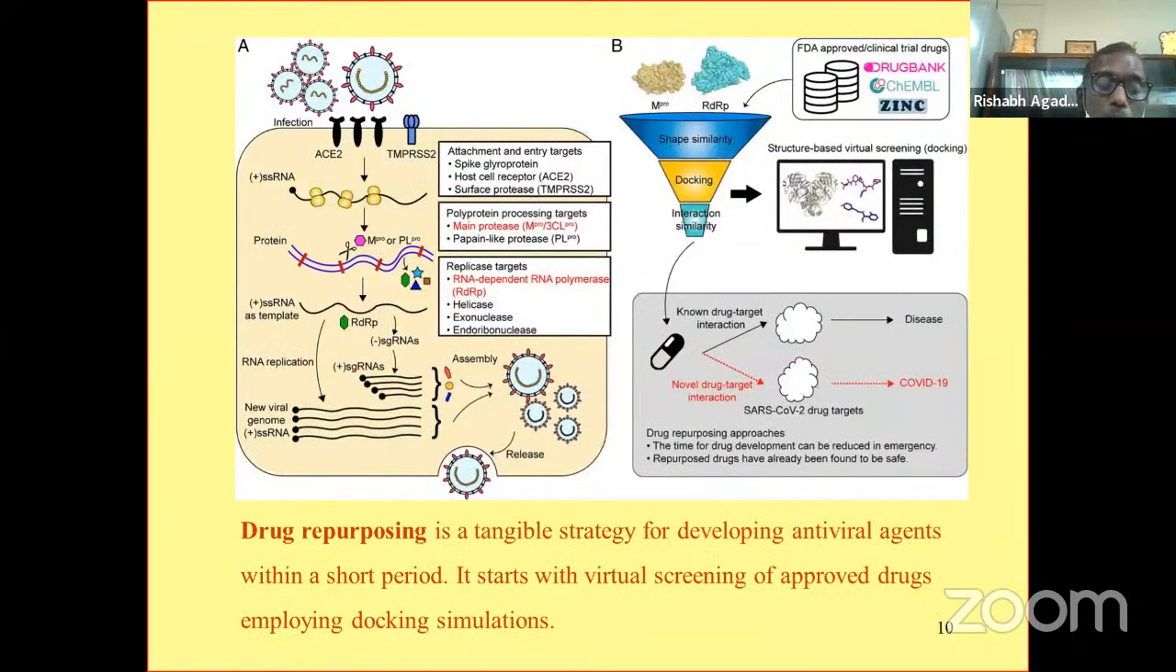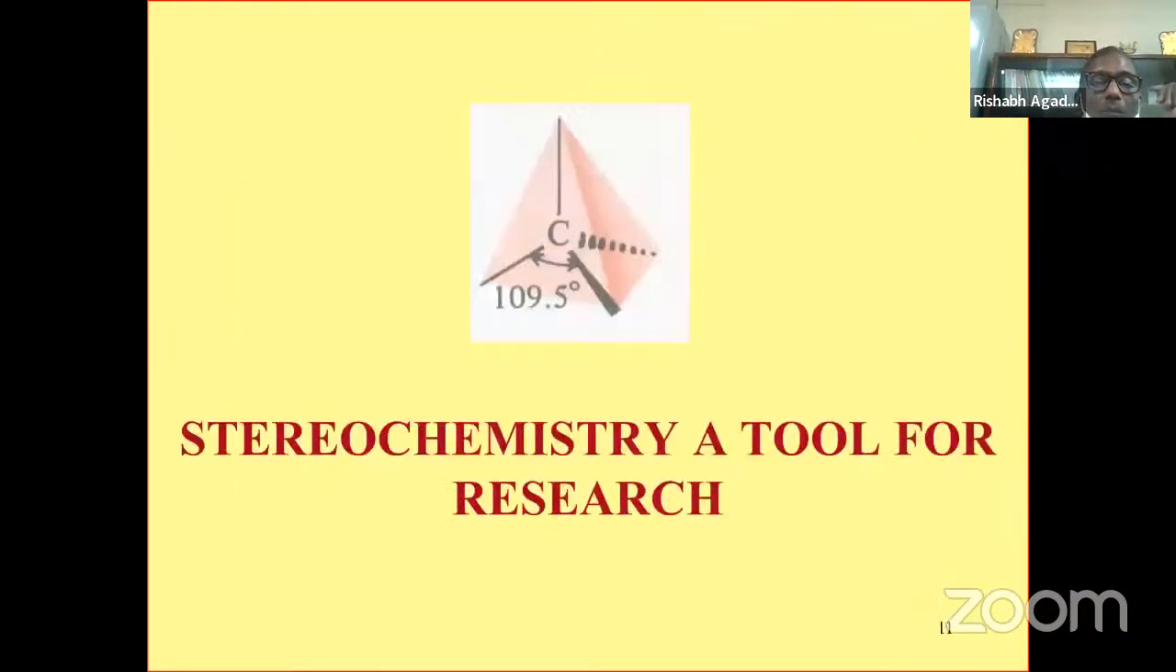Now while preparing the drugs, drug repurposing is a tangible strategy for developing antiviral agents within a short period. Now this has been used during the COVID period, and by using stereochemistry, the vaccines or the drug molecules have been prepared in a short duration of time. So it starts with the virtual screening of the approved drug and employing docking simulation. So while taking into account the stereochemistry, we can speed up the manufacturing procedure and the drug molecule can reach the patient.